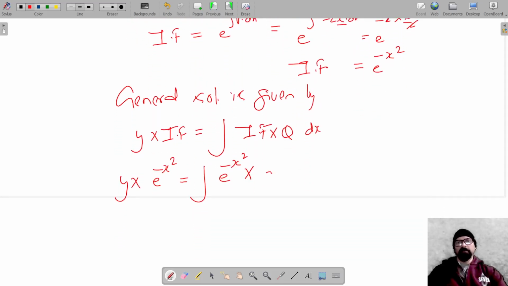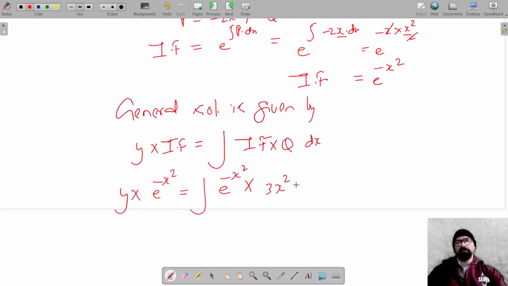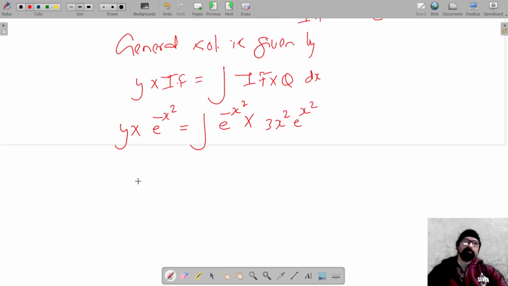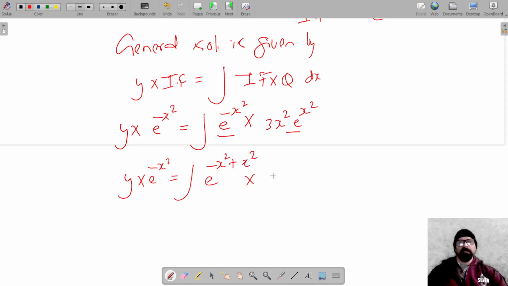Q is 3x² into e raised to the power x². Okay, e raised to the power x², so this reduces to 0. I'm only left with 3x². So this is y into e raised to the power negative x². Now if we add these powers, negative x² plus x² is 0, and this is 3x². So this is 0 and anything to the power 0 is 1.